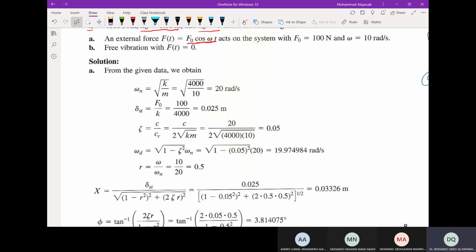So we start with omega n. This is a spring mass system. Omega n, square root of k over m, is square root of 4,000 over 10, equal to 20 radian per second. Static deflection, F naught over k, is 100 over 4,000, equal to 0.025 meter. Zeta is defined as C over CC. CC is defined as 2 square root of k times m. This is one of the expressions of CC. Then it becomes 20 over 2 square root of 4,000 times 10, equal to 0.05, which is less than 1, underdamped.